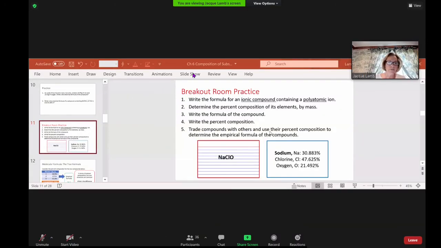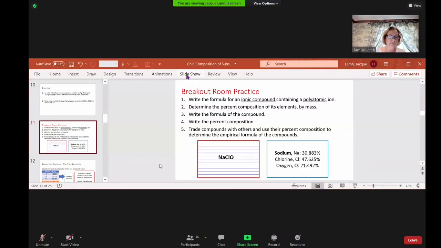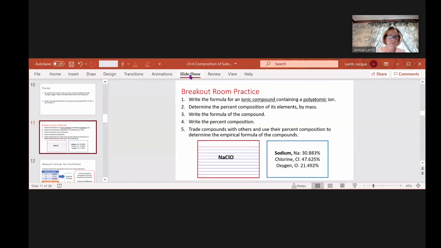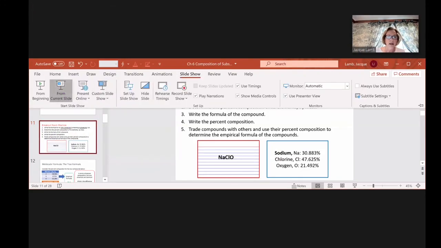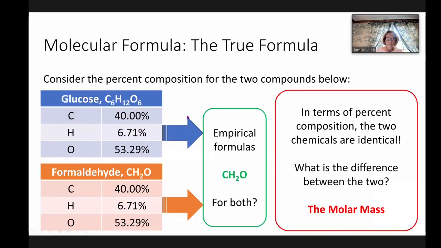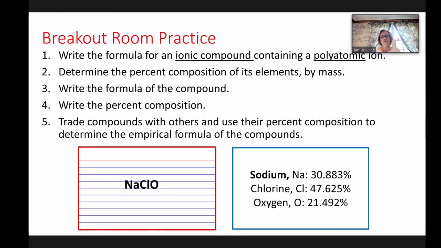They're slightly different because they were written actually for an in-class, but I want you guys to do your own practice. I want you each to write a formula for an ionic compound that contains a polyatomic ion. You can choose any polyatomic ion you want. You can choose any metal you want. Create the compound in a balanced formula. Determine the percent composition of its elements by mass, which is what we've just been doing.